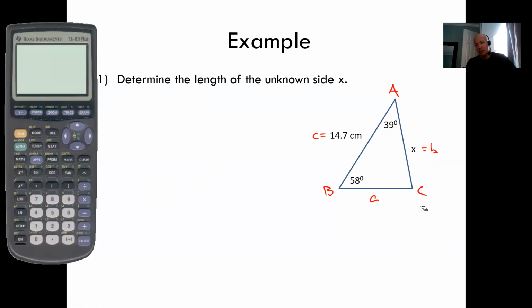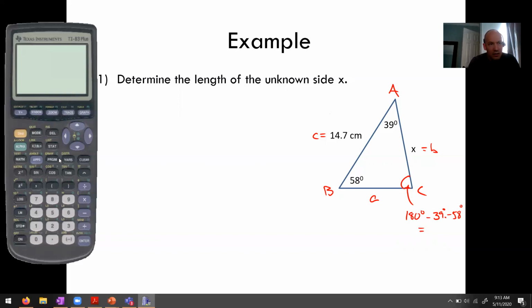The way I would solve this is I need to figure out what this angle in here is, because I need to have the known pair of C and little c. I know that all triangles have three angles that add up to 180. So I'd go 180 minus 39 minus 58. Now my calculator has turned itself off. Okay, there we go. So I go 180, subtract 39, and then subtract 58, equals, okay, so I get an 83-degree angle.